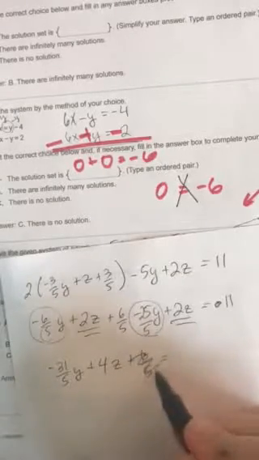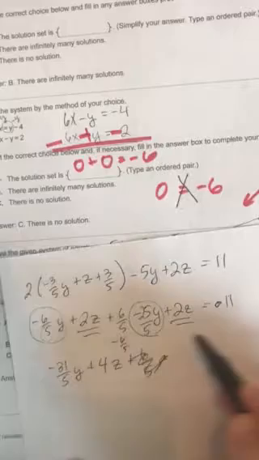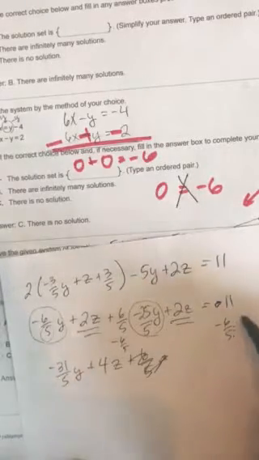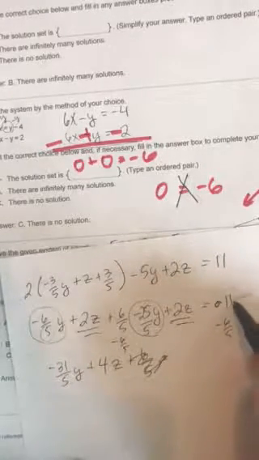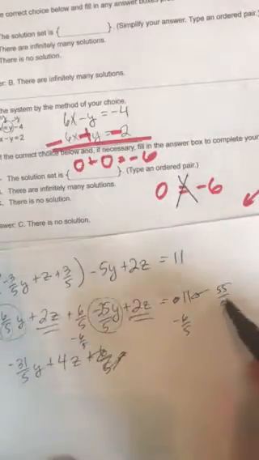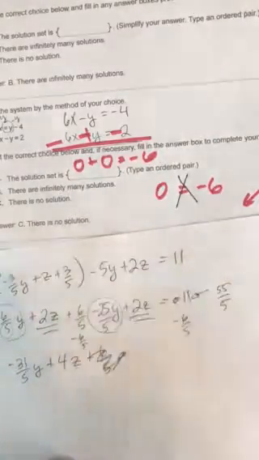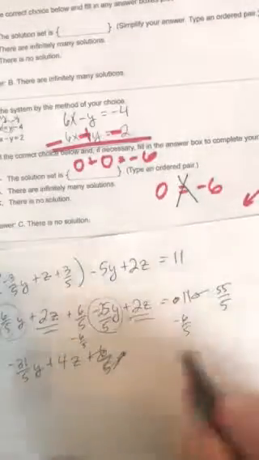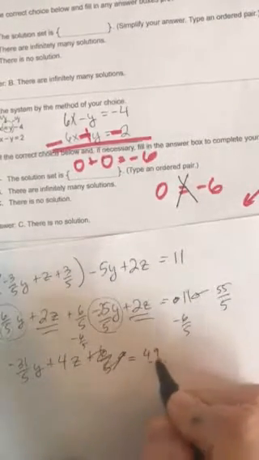Let me go ahead and move that over. Sorry, I should have done that. So if I subtract 6 over 5 from that side, 6 over 5 on this side. Again, let's call this 55 over 5. So 55 over 5 minus 6 is going to be 49. So that's going to equal 49 over 5.